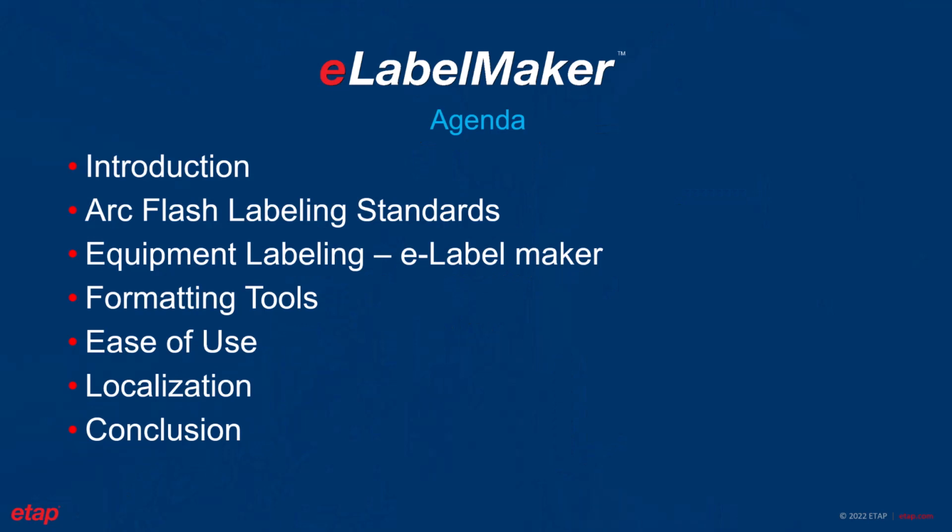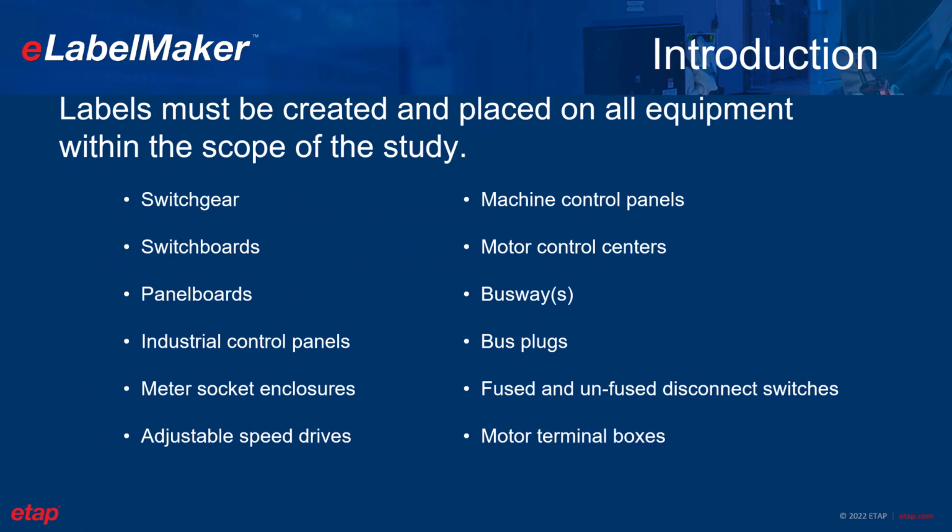In this presentation, we will talk about the introduction and the challenges that we all face in creating arc flash labels as per the requirement and the application or according to the facility or site. Arc flash labels are part of an electrical safety program, and it is obvious that every site or facility has its own requirements for printing its own labels. Labels are created and placed on several pieces of equipment within the scope of the study, and that includes switchgear, switchboards, panel boards, and other disconnect switches or motor terminal boxes.